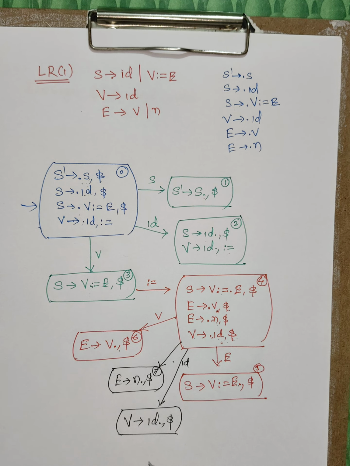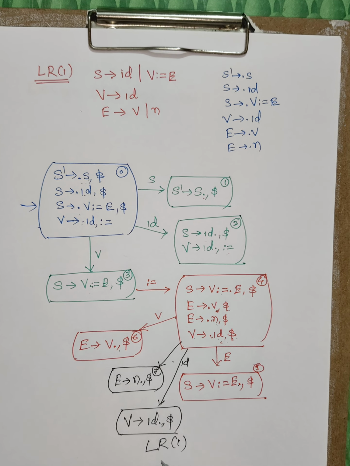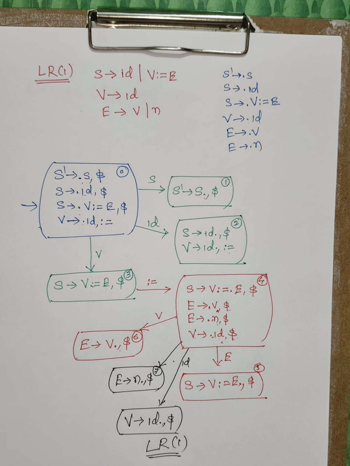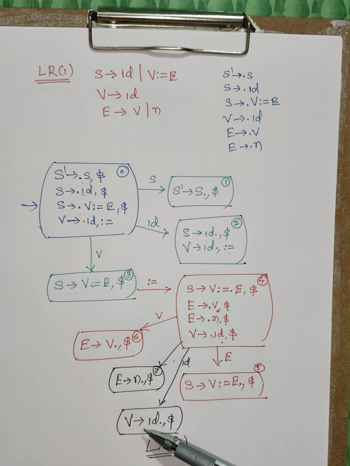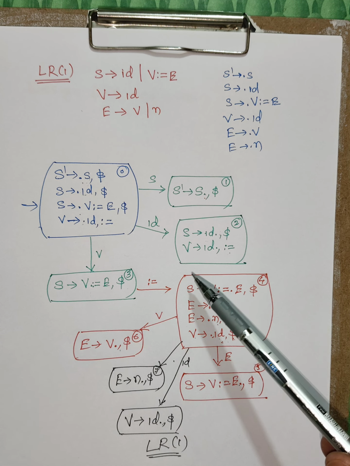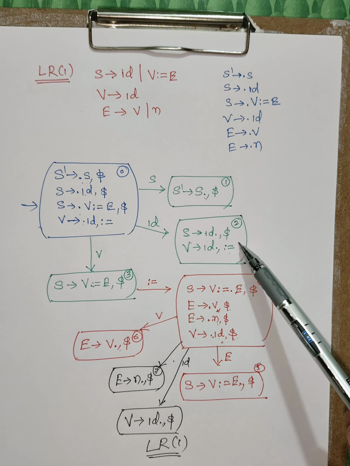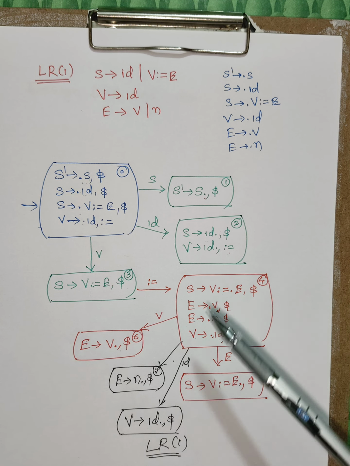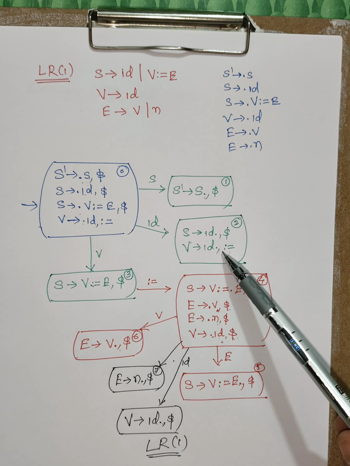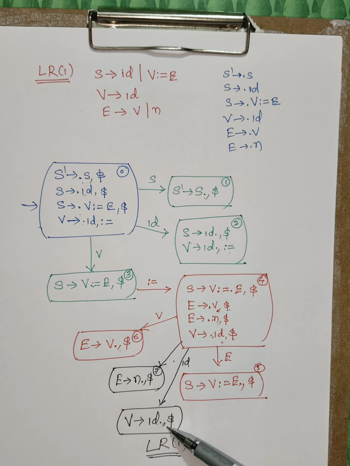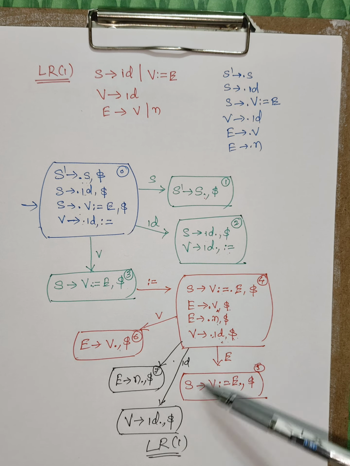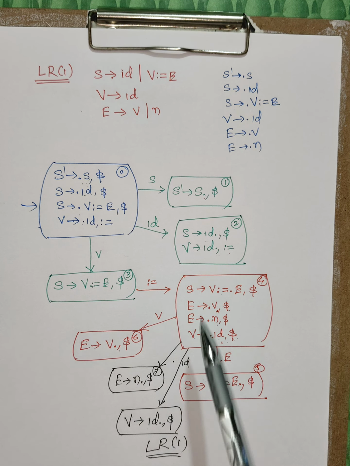This is the DFA of LR1. For LALR1 you can write for this. Within this you can combine only these two transitions, V produces id, V produces id. Here you can write. You can reduce these states and give the transition here, and the carry lookahead colon equal to slash dollar. Remaining all are separate. This is LR1 and LALR1. You can combine these two only.